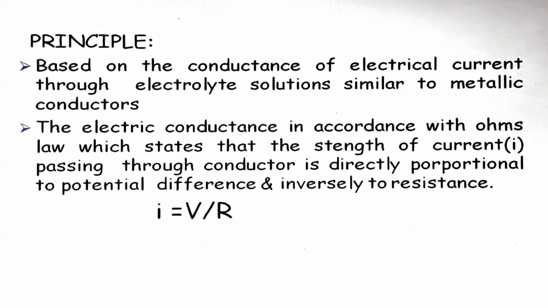The basic principle is the conductance of electric current through electrolyte solutions, similar to metallic conductors. The electric conductance is in accordance with Ohm's law, which states that the strength of current I passing through a conductor is directly proportional to potential difference and inversely proportional to its resistance.